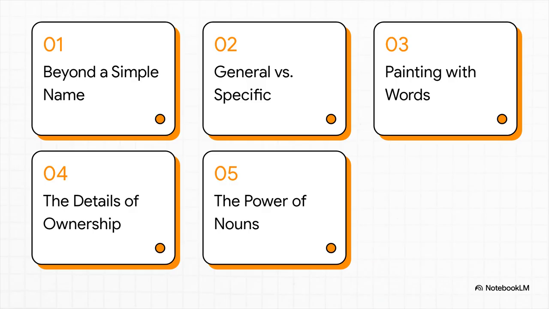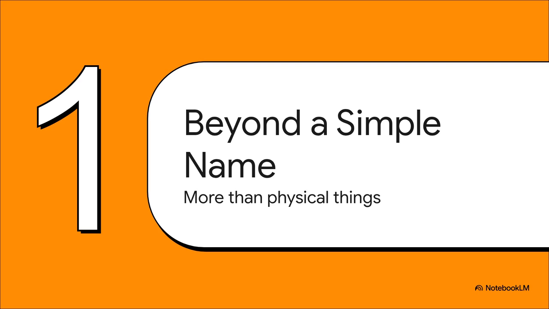Okay, so here's our game plan for this explainer. We're going to start by looking beyond the simple name, then we'll get into the difference between general and specific, see how nouns can paint with words, cover the nitty-gritty details of ownership, and finally, wrap it all up with why this stuff truly matters. So first up, let's just blow the doors off that simple definition.